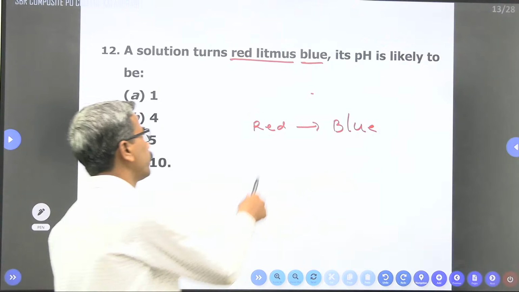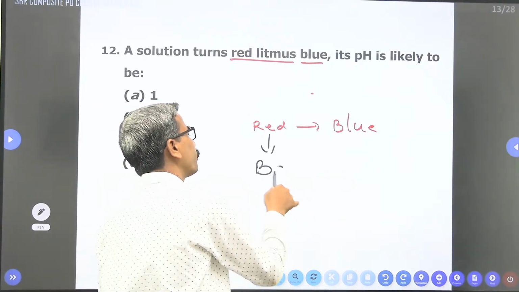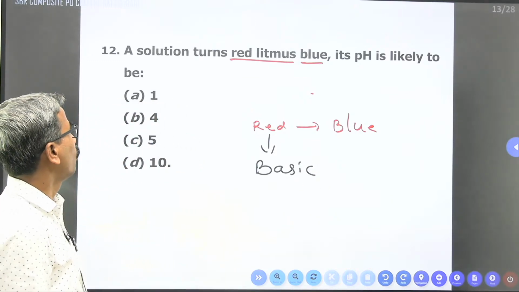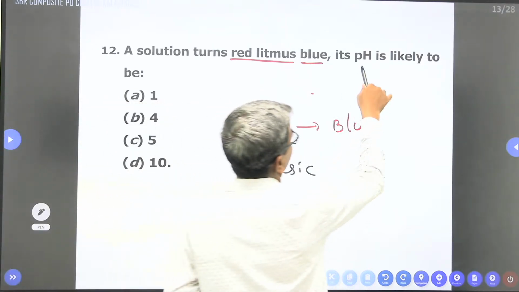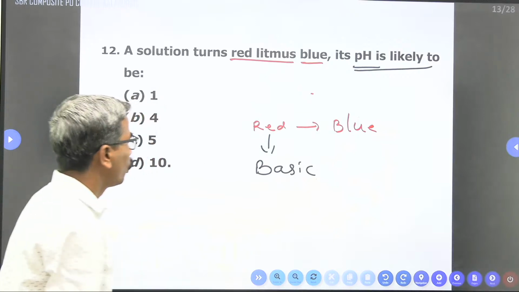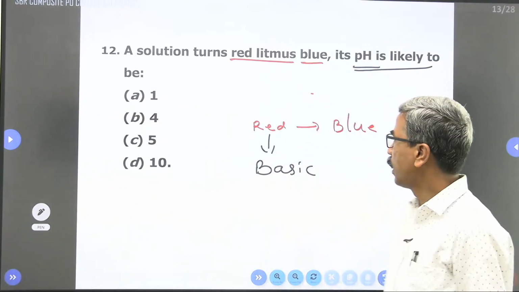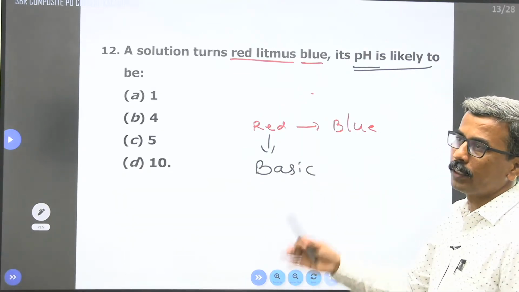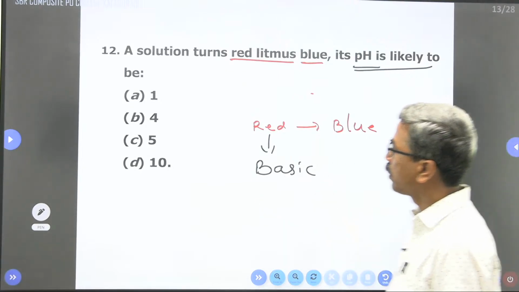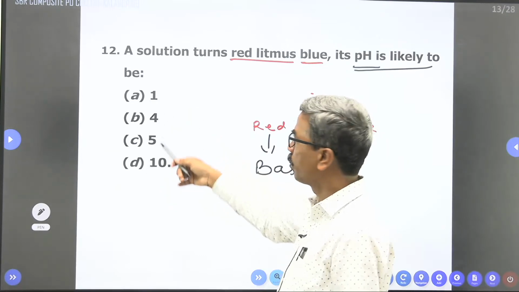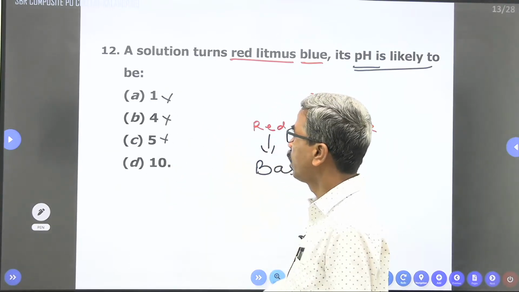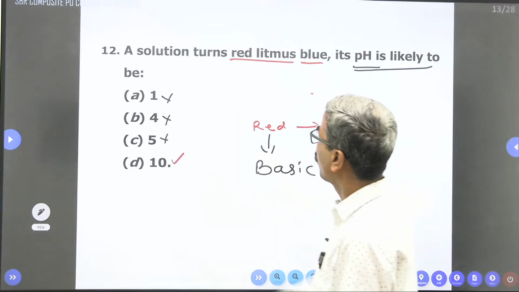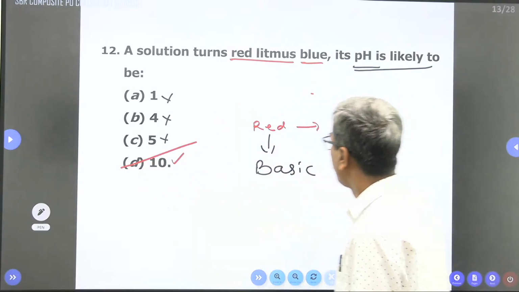If the solution is basic, or if it is a base, then it will turn red litmus paper into blue. Now based on that, the question they are asking is how much its pH is going to be. Everybody is aware of the pH scale. If that particular compound is basic, it should have a pH above 7 and up to 14. Now you can see 1, 4, 5 are below 7. These cannot be the options. The remaining one is 10. It is above 7 and below 14. That's why for question number 12, D is the correct option.